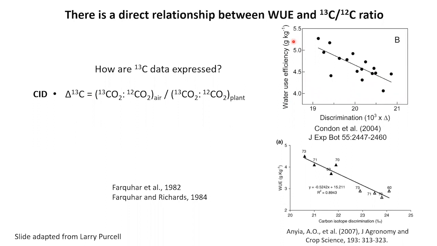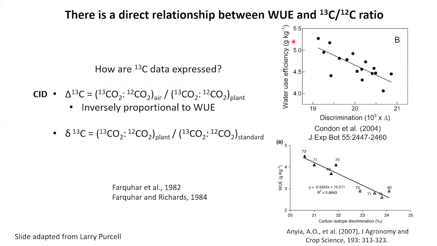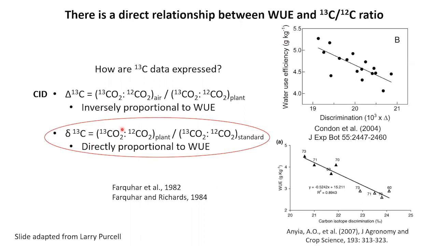So much of the literature focuses on this mathematical expression. Once something gets fixed in the literature, it doesn't change very much. But I find this is actually kind of confusing. And so what I usually focus on is a way of expressing this that's more relevant, because most people are not measuring air levels of C13 to C12. They're actually measuring plant tissue compared to some sort of a standard. So we get a ratio of the two, and this is directly proportionate to water use efficiency.